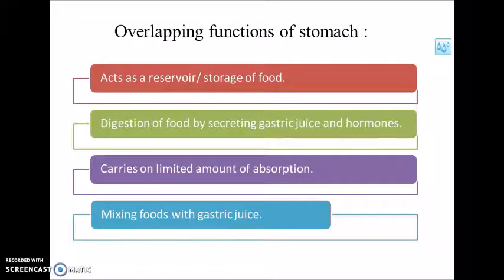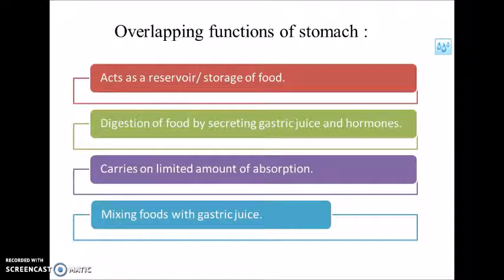However, the stomach has overlapping functions in utilizing food. The first one, it serves as a reservoir for food until it can be partially digested and moved along the GI tract. Next, chief cells and parietal cells from the mucosa layer will secrete the enzymes of gastric juice and hydrochloric acid to aid digestion.